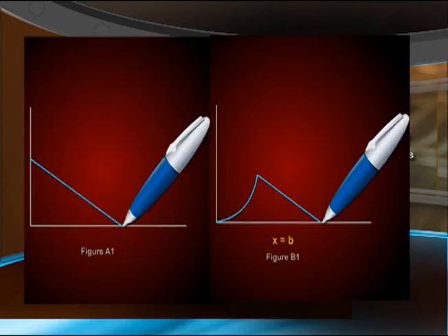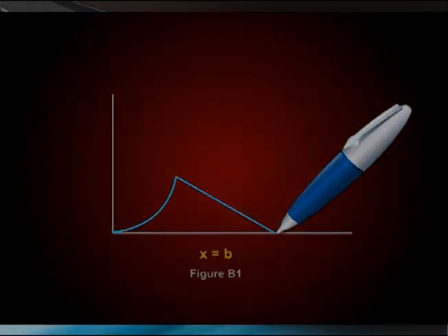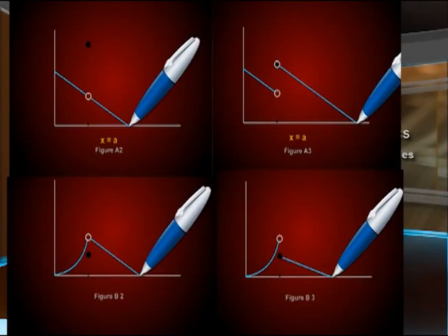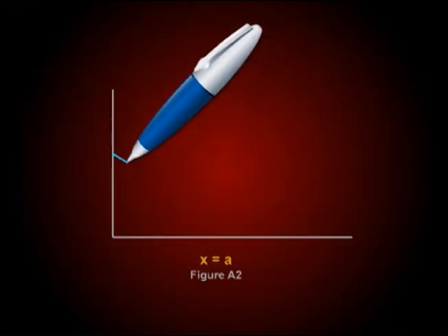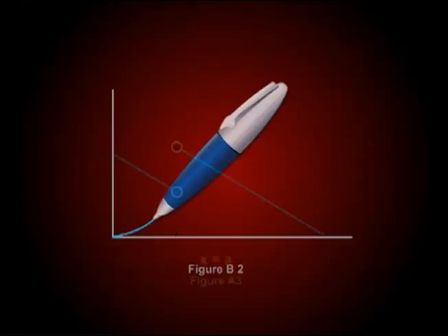Suppose we have a real valued function f defined on some interval. Such a function can be represented by a graph in the Cartesian plane. Figures A1 and B1 are drawn smoothly without pen lift. But in figures A2, A3 and B2, B3, there are breaks or jumps at points x equal to a and x equal to b.